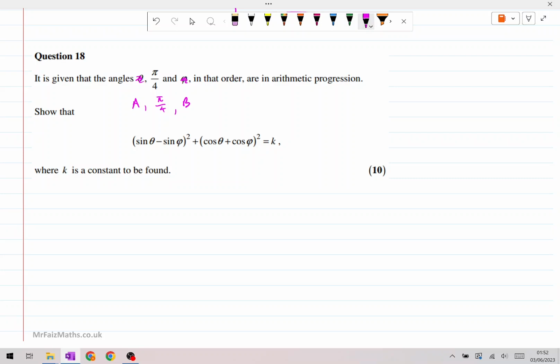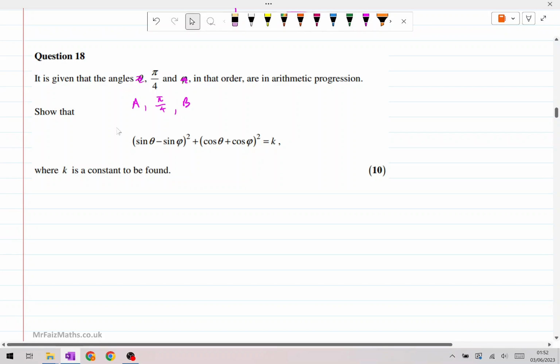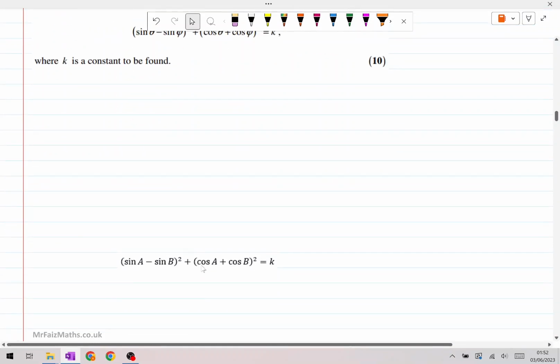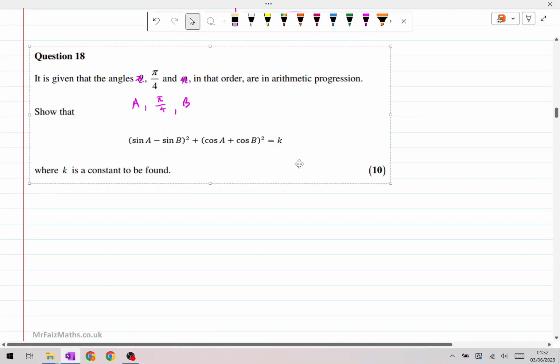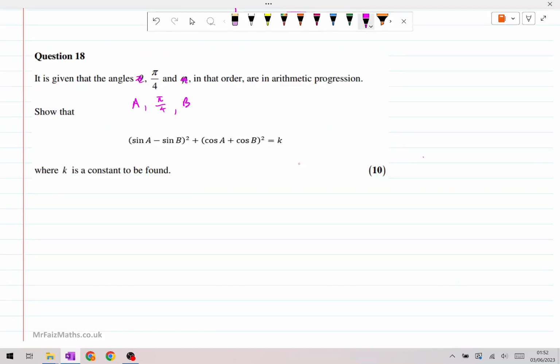Okay, so we are given that these are the three terms in an arithmetic sequence, and we are asked to show that this equation is equal to a constant. Since I replaced these two by A and B, I just typed this out here in terms of A and B. So we are trying to show that this trigonometric expression here will simplify to give us a constant term.